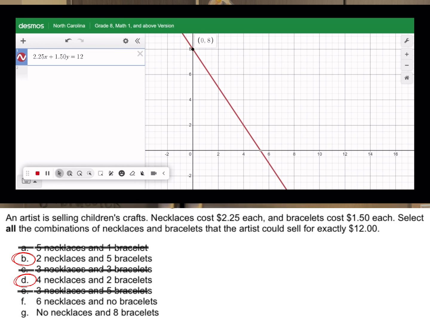6 necklaces and no bracelets. So I'm gonna go to where my X says 6. When my X says 6, I'm all the way down here in the negatives. There's no point in doing all that now. No necklaces and 8 bracelets. So when my X is 0, my Y is 8. So that would be a solution. Okay? And there it is.